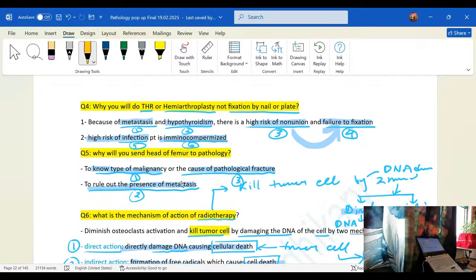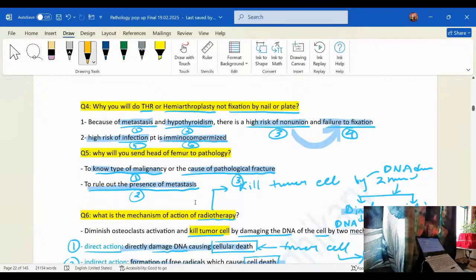Why will you send the head of the femur for pathology? To see the presence of any metastasis, also to know the type of the malignancy present and the cause of the pathological fracture.